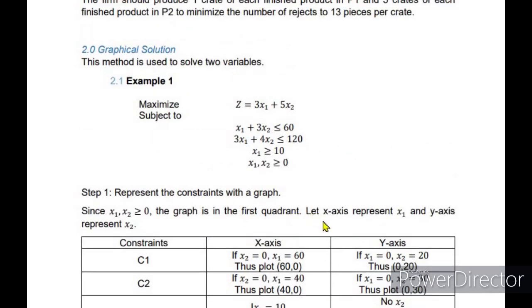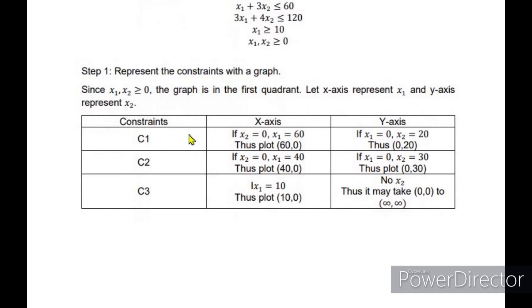Next, for the graphical solution. This method is used to solve two variables, because we have x and y. So for example 1, just copy paste the linear programming model here. Then step 1, represent the constraints with a graph. Since x sub 1 and x sub 2 are greater than 0, we will just use the first quadrant. And the x-axis represents x sub 1 and the y-axis represents x sub 2.